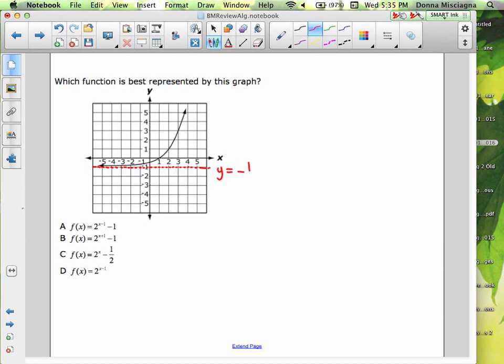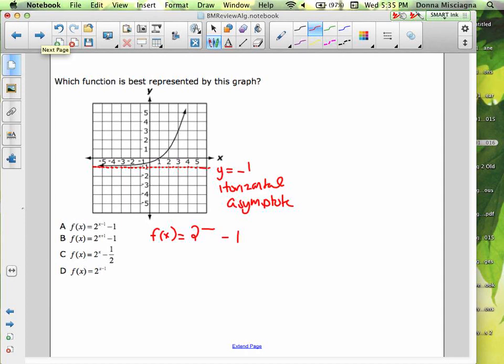So now we have a vertical asymptote at y equals negative 1. Did I just say vertical? Horizontal, if I said vertical. Horizontal asymptote at y equals negative 1. So that means that our whole function's been shifted down 1. So f of x equals whatever our base is. Well, you can see they're all 2's, so it has to be 2 to the something. Maybe there's something added to x, but there definitely has to be a minus 1 because we've shifted the function down.